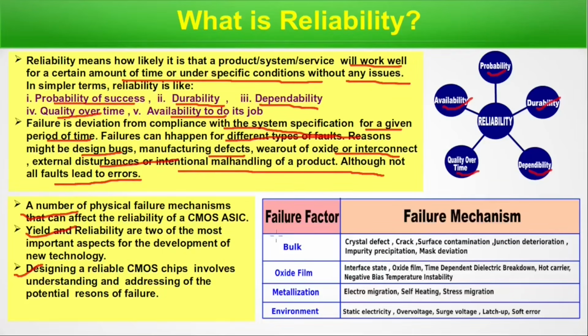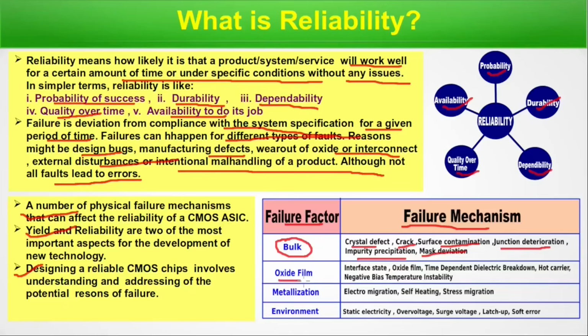If we overlook all those conditions, there is a huge chance that it will lead to a failure. So here is a table: failure factor versus failure mechanism. Bulk is a failure factor and the mechanisms are crystal defect. Crystal could be defective. There could be crack, surface contamination, surface of the wafer could be contaminated, junction deterioration, impurity precipitation, mask deviation. These are bulk related mechanisms.